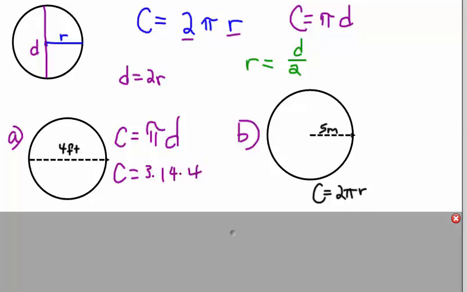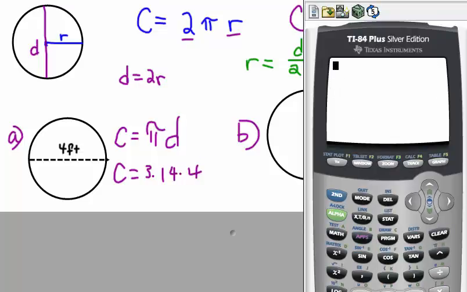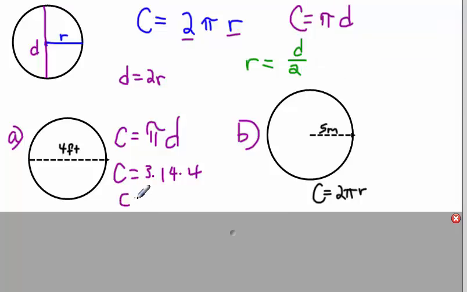So we punch that into our handy dandy calculator. 3.14 times 4, and we get 12.56. Now keep in mind there are no 2 decimal places here. You're welcome to write the 12.56. If it says round to the nearest foot, you could put 13, but 12.56 feet.